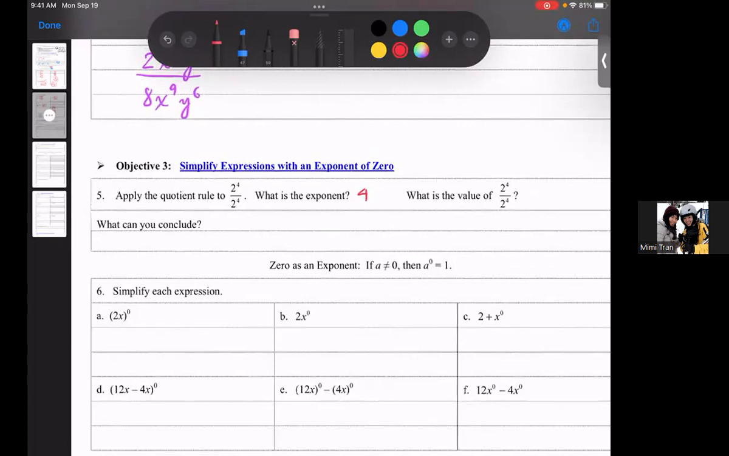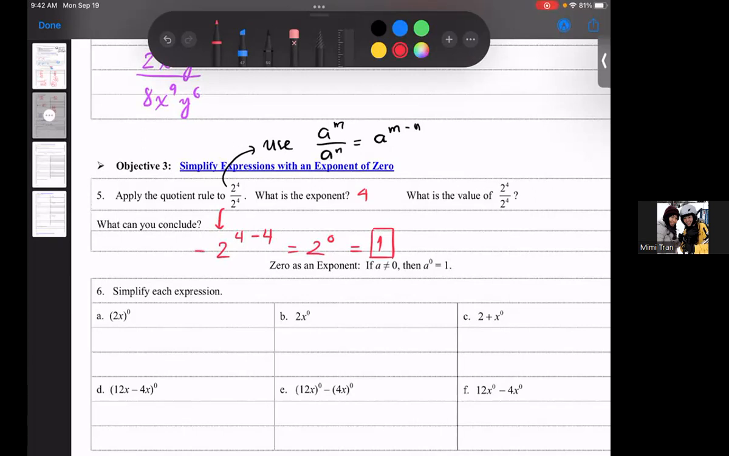And then let's see. I'm gonna use the quotient rule. What we just been doing, right? So this is the same thing as 2 to the 4 minus 4, correct? Which is 2 to 0. Which is, they say 1. And it has to be 1, right? Because we say 2 to the 4 divided by 2 to the 4 is 1. So 2 to 0 must be 1. Does that make sense? Yeah.